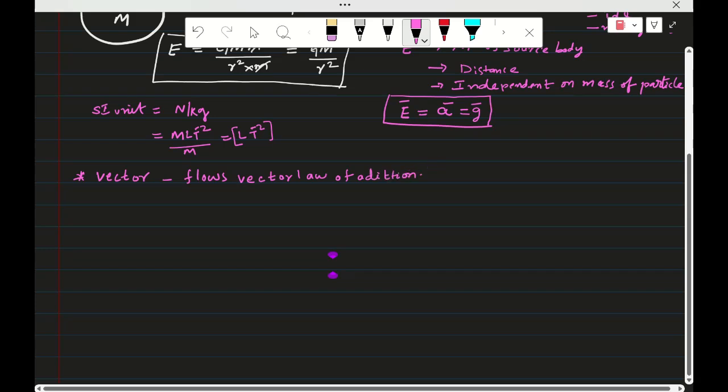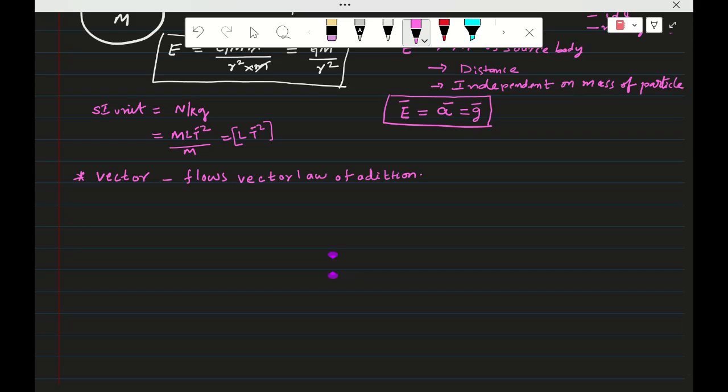So then only that quantity is said to be a vector. Only direction and magnitude is there means this is not a vector, like temperature, current, pressure. They have direction and magnitude, but they are not vectors because they do not follow the vector law of addition, meaning the sum is not equal to the vector addition. So that you know already in vectors.